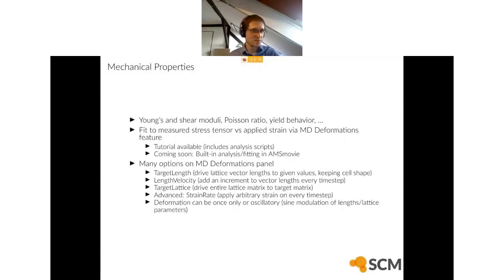You can also use AMS to calculate things like Young modulus, the shear moduli, Poisson ratio, all kinds of yield properties by fitting these parameters to the measured stress tensor when you apply some external strain using the MD deformations feature. We also have a tutorial for this, which includes some scripts to analyze it. And the next release will also have built-in analysis in AMS Movie, so you wouldn't even have to run a new script if you download the development version.